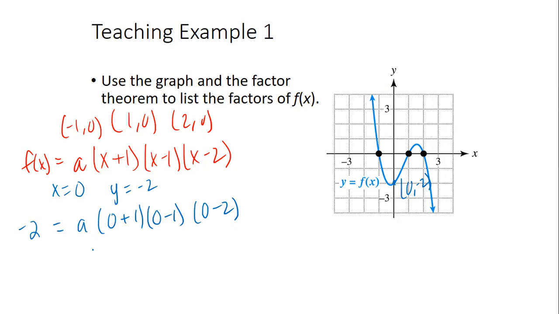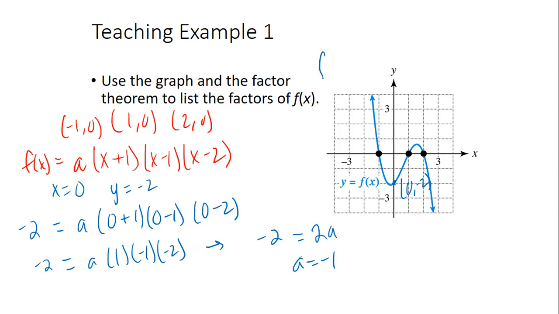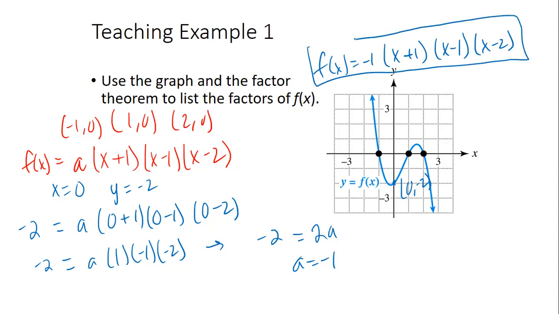So we're going to simplify and get a by itself. We end up with -2 equals a, I'll write it all out, 1 times -1 times -2, which gives me -2 equals a times 2, because a negative times a negative makes a positive. So what is my a? A equals -1, because when I divide by 2, -2 divided by 2 is -1. So my actual function is f of x equals -1 times x plus 1 times x minus 1 times x minus 2. It's no longer generalized, it's the actual function because I now know the a value.